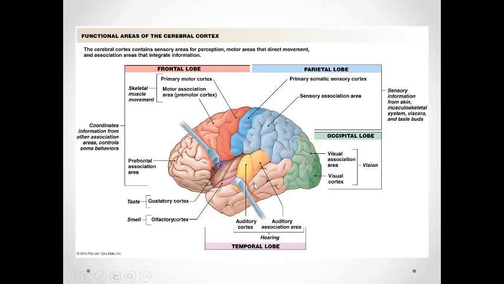Next is your temporal lobe, and the temporal lobe is where hearing occurs. It has a specific area called the auditory cortex or the auditory association area, and that's where all the hearing processing takes place. If we pull the prefrontal cortex, the frontal lobe, and the temporal lobe apart, we can look in here a little bit. You can see that there's the gustatory cortex, which is responsible for taste, and the olfactory cortex, which is responsible for smell.